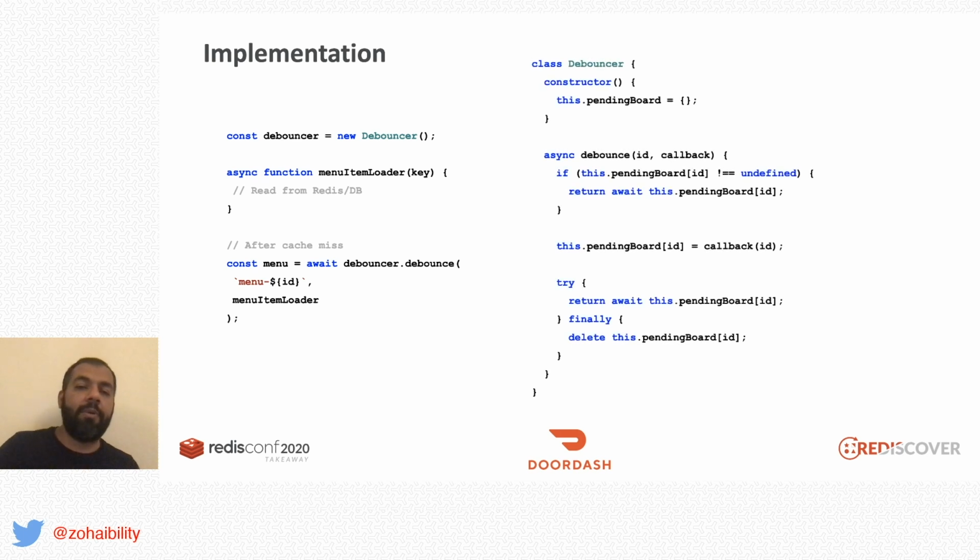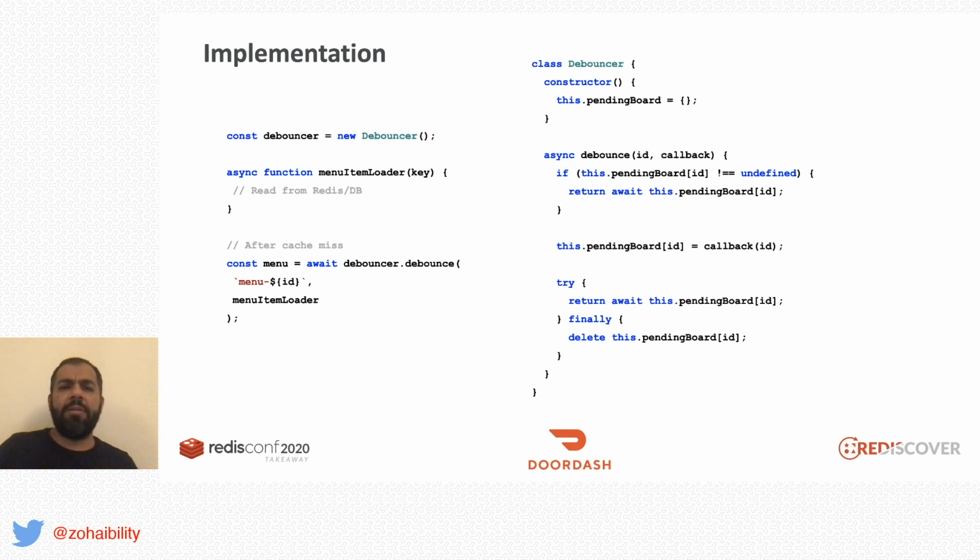And if you look at the implementation of the debouncer, it's that simple. It's a simple constructor that keeps a pending board, as in ID to pending promise. When you call debounce, if the ID is not undefined, meaning somebody is already trying to fulfill the promise with their execution, just return that promise. Otherwise, you call the callback that came to you, which is going to return a promise, and then await on that promise. And finally, once the promise has been accepted or rejected, we don't care. We delete that ID, which makes sure that our board doesn't keep growing infinitely.